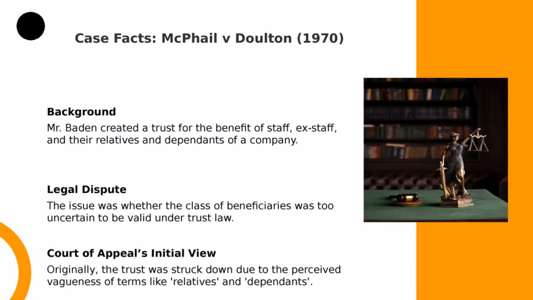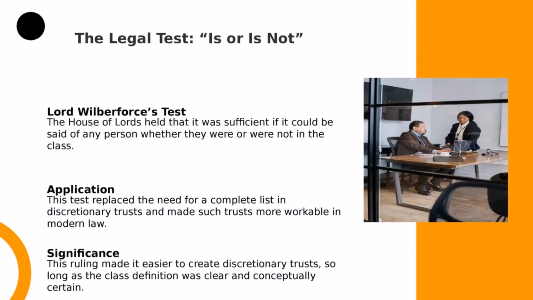Now, originally, the trust was actually put down as a failure. It was not a valid trust. It was too vague in who was going to be the actual beneficiary, with the words that they used. What I mean by that is the terms that they used, like relatives and dependents. This is what the court originally said. So it did actually say, no, it's a failure.